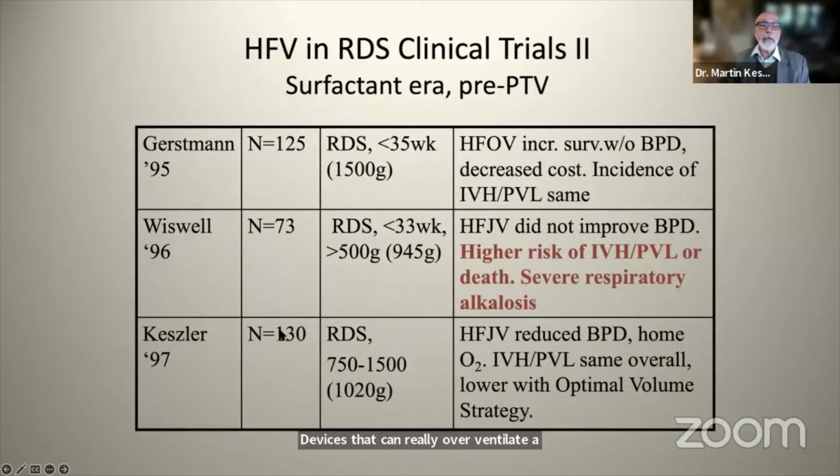Virtually at the same time, we were running a multi-center trial in virtually the same population, mean birth weight very similar, gestational age very similar. And we demonstrated a reduction in BPD and need for home oxygen. There was overall no increase in intraventricular hemorrhage or PVL. But it was interesting that it was really a matter of strategy. They used a strategy that resulted in inadvertent overventilation because with air leak, the low pressure strategy was appropriate. They applied that strategy to babies with a different disease, and that was the problem.